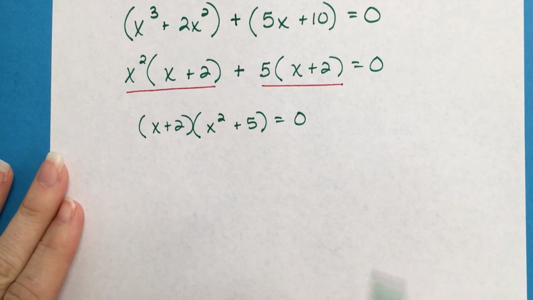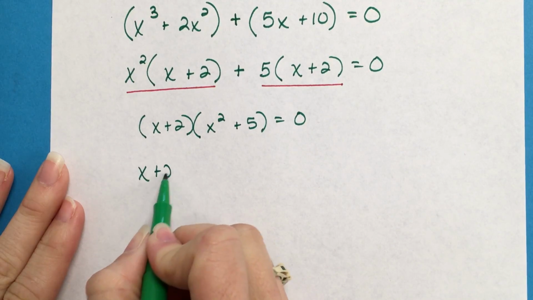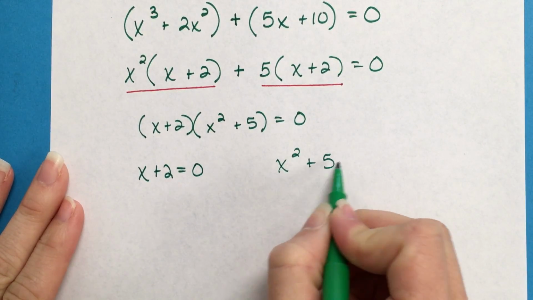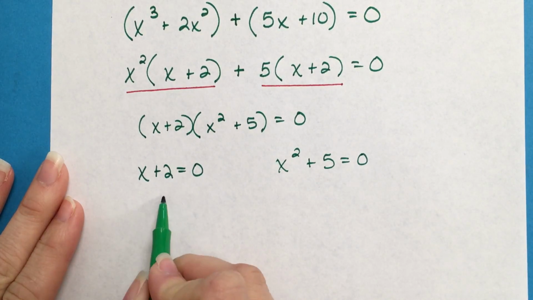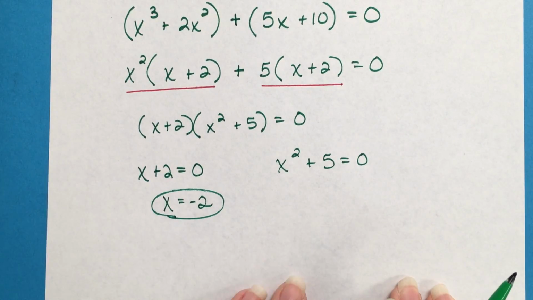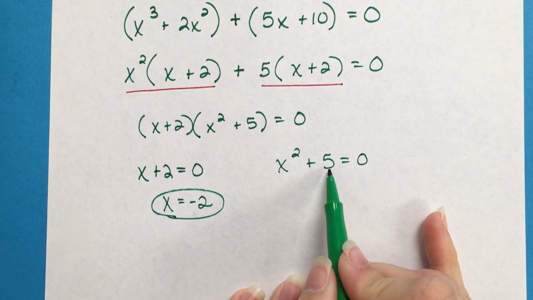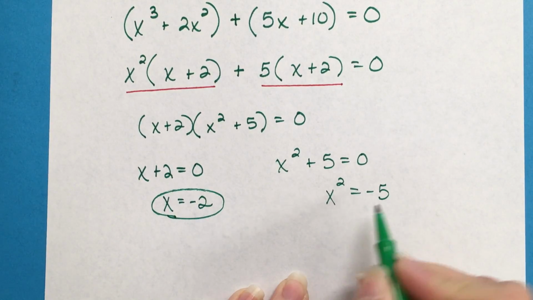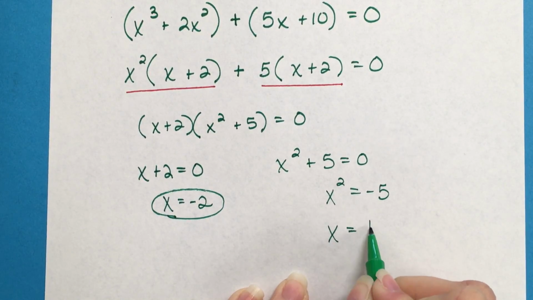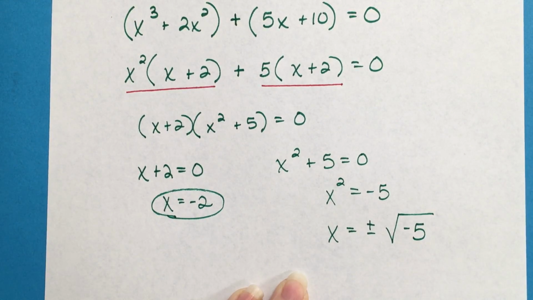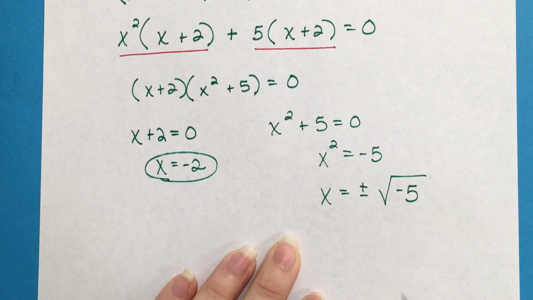So now we're going to set our factors equal to 0, and we're going to solve each one of these. So this would give me x equal negative 2. Now on this one, we're going to have to use our square root property again. So we would have x squared is equal to negative 5. So x would be equal to plus or minus the square root of negative 5. We've got to take the square root of both sides.